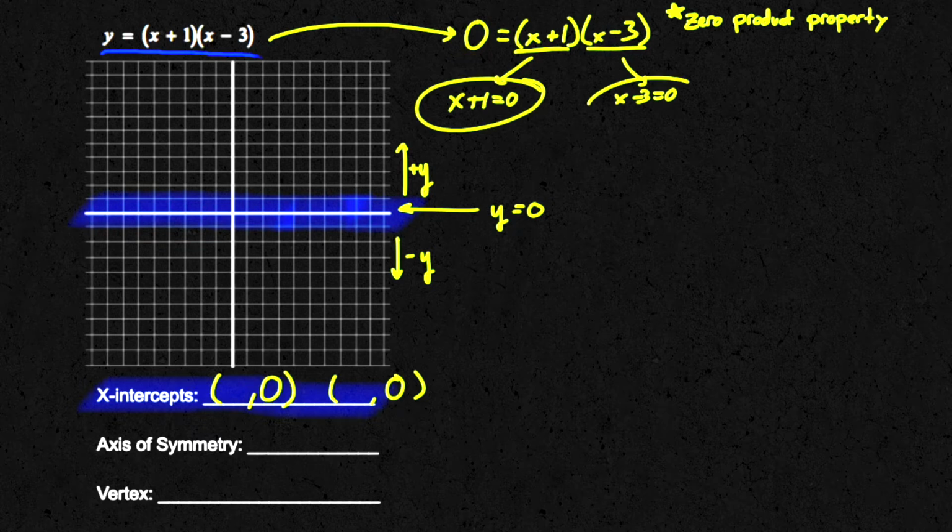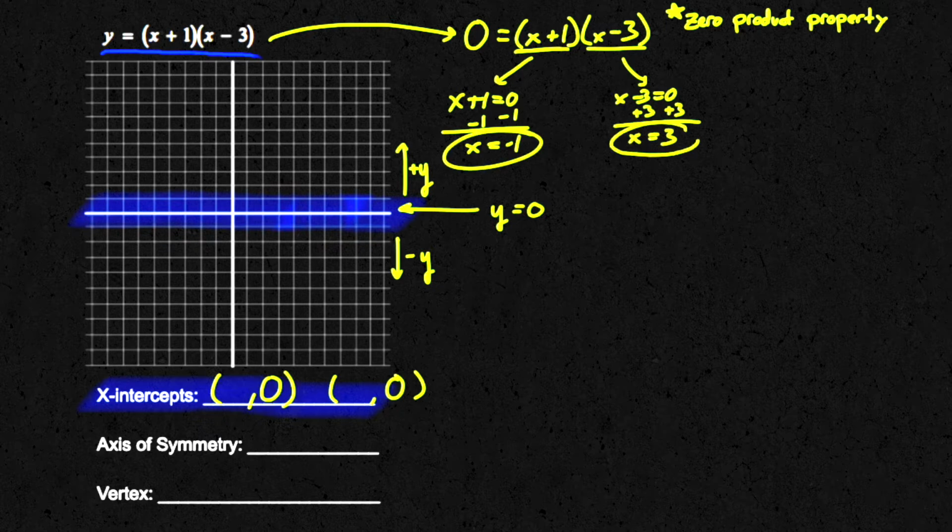So now I have 2 simple equations to solve, x plus 1 equals 0. In order to solve that, I would just subtract 1 from both sides, and I'd get x equals negative 1. And over here I have x minus 3 equals 0, so I'd just add 3 to both sides, and I'd get x equals 3. So there's the values for the x-intercepts. So I'll fill in negative 1 and positive 3 here, and then plot those points on the graph. So negative 1 comma 0 is right there, and 3 comma 0 is to the right.